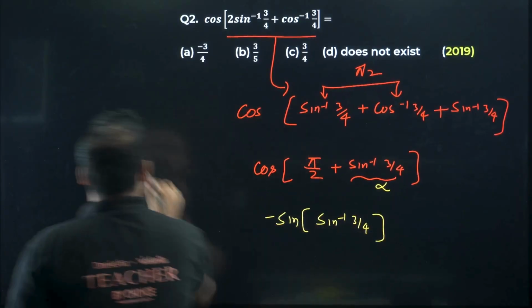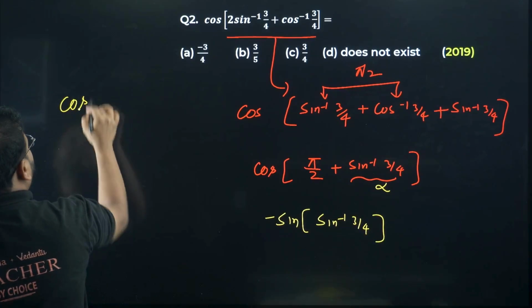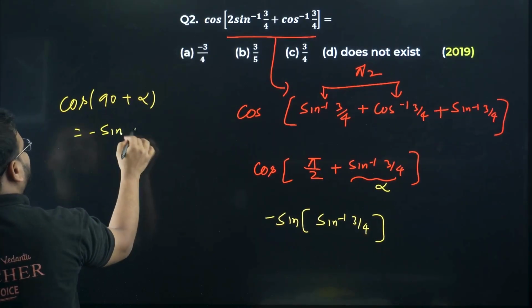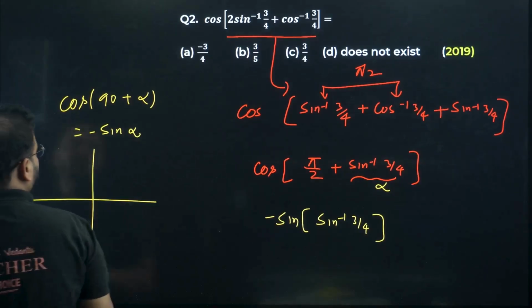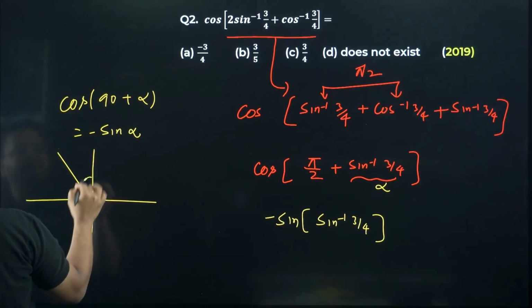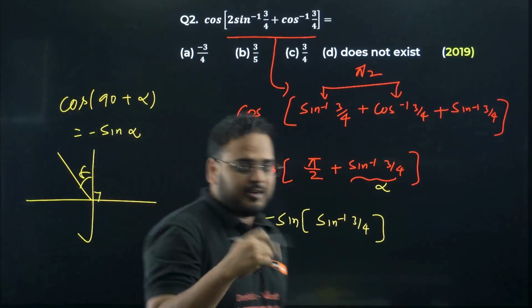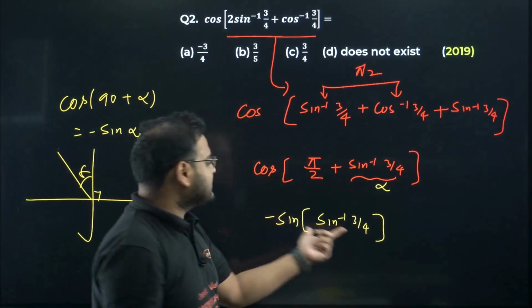If you are forgetting it, remember cos of 90 plus alpha is minus sine alpha. Which rule? Quadrant rule, remember? This is your alpha, right? 90 is this, 90 plus alpha will become second quadrant where cos is negative. Hence we have minus sine alpha.